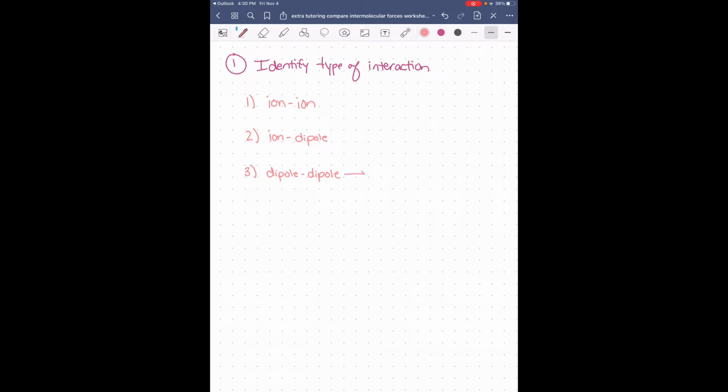And then remember, a specific type of dipole that's extra strong is hydrogen bonding. And then we have our dipole, induced dipole. And then we have induced dipole, induced dipole.